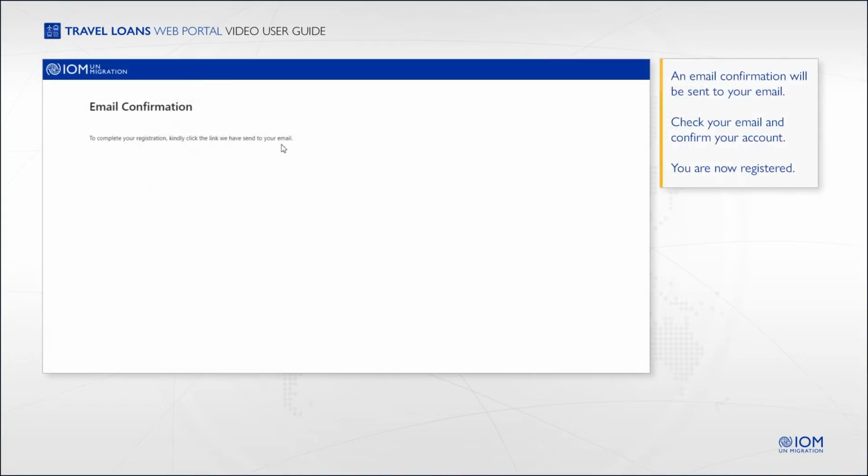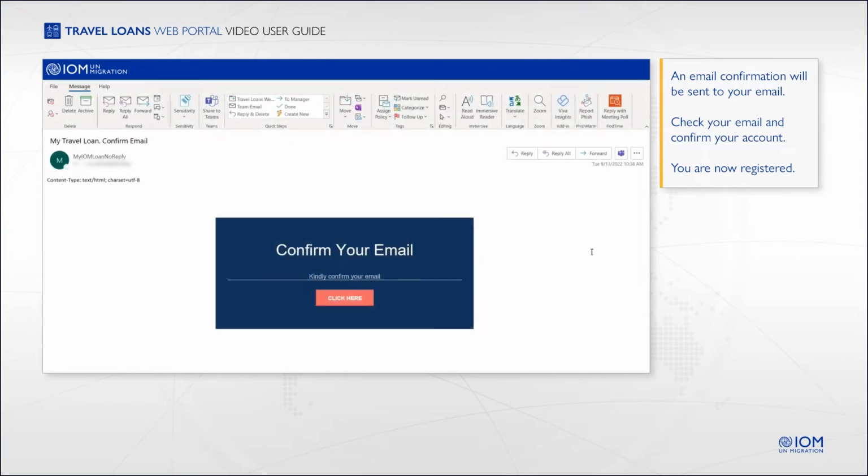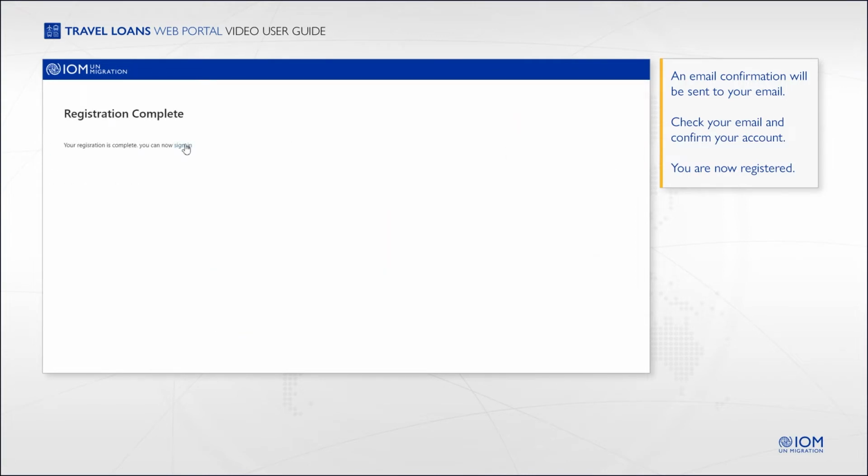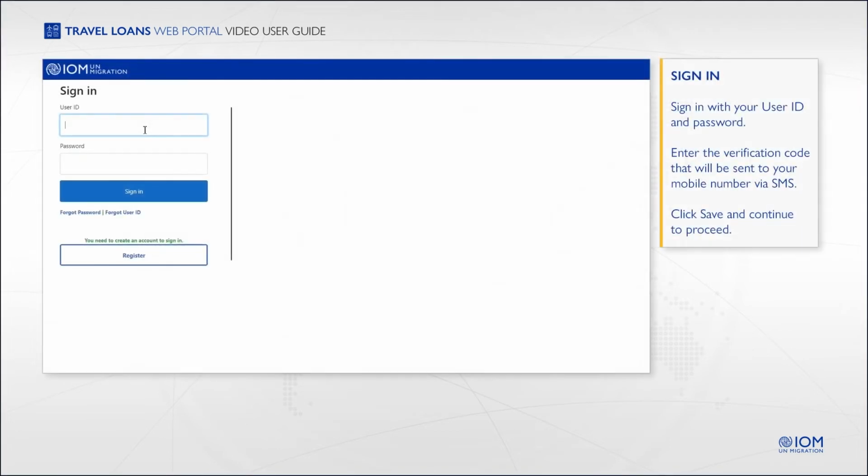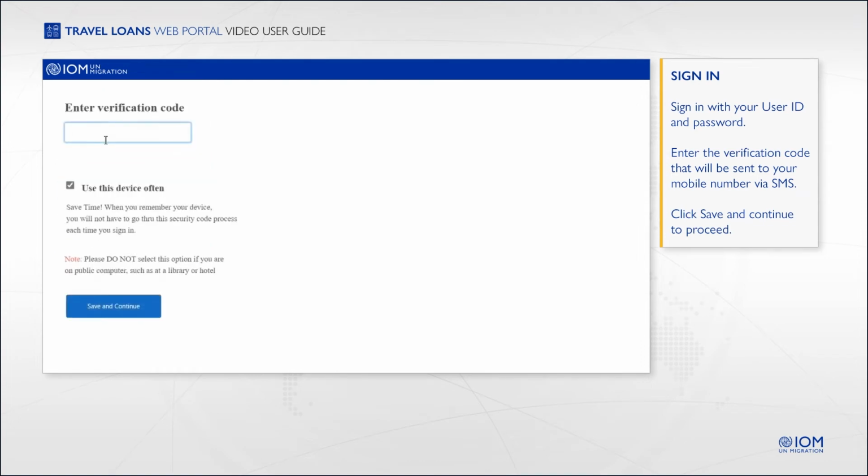An email confirmation will be sent to your email. Check your email and confirm your account. You are now registered. Sign in. Sign in with your user ID and password. Enter the verification code that will be sent to your mobile number via SMS. Click Save and Continue to proceed.